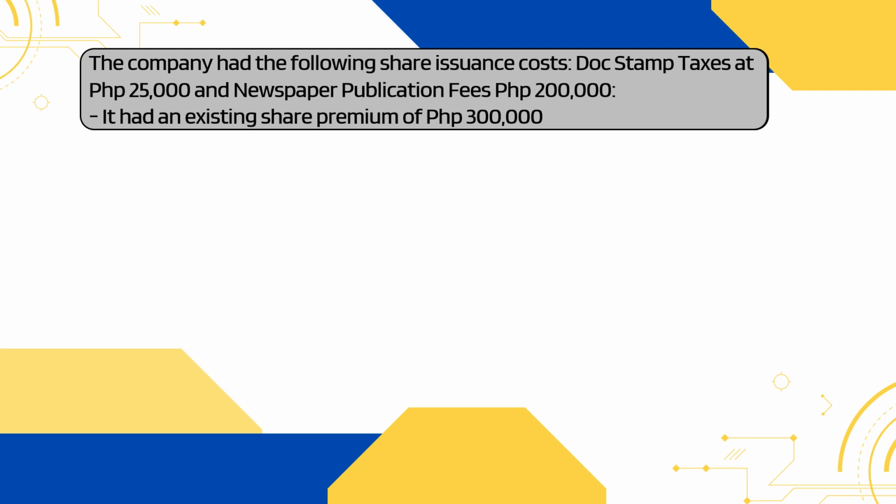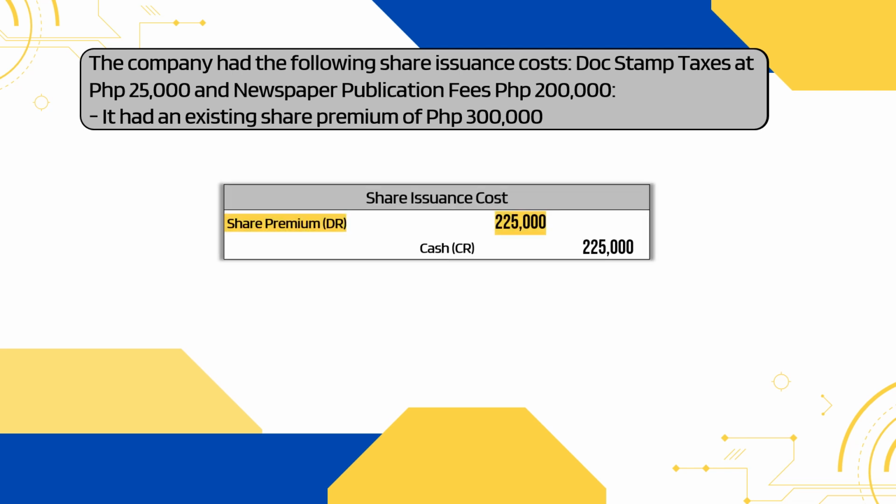In scenario 1, meron tayong existing share premium of 300,000, right? So, step 1, meron ba tayong share premium o hindi? Meron, 300,000. Next step is, magkano ba yung share issuance cost? It's the 25,000, documentary stamp taxes, and the publication fees of 200. So, in essence, yung 225 is your share issuance cost.